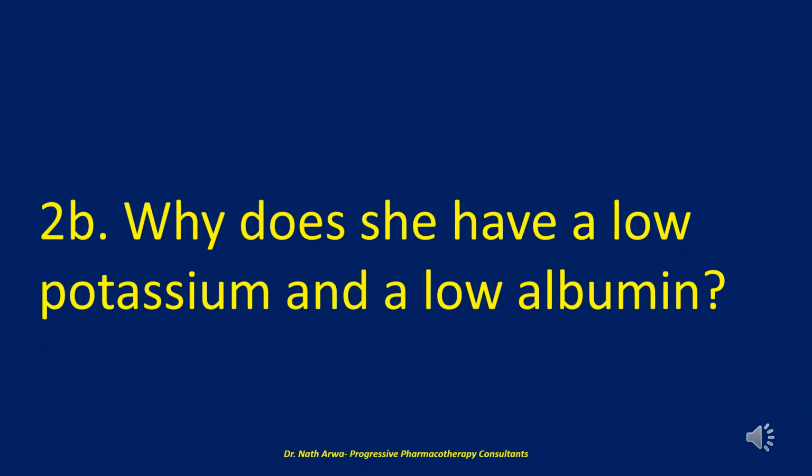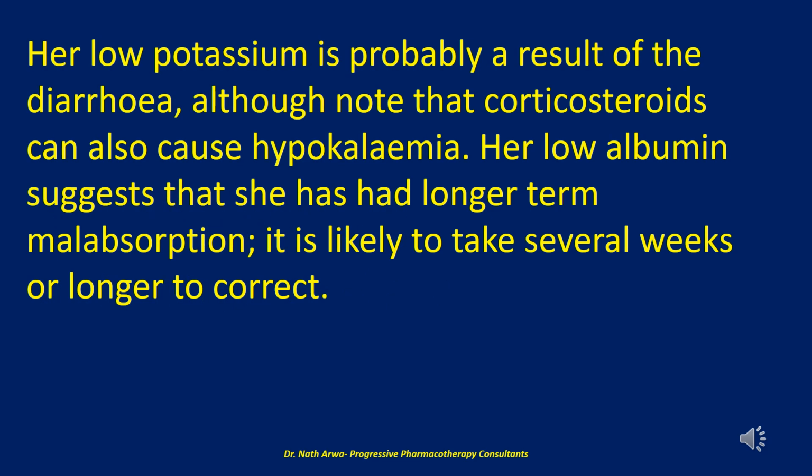Question 2b reads, why does she have a low potassium and a low albumin? Her low potassium is probably a result of the diarrhea, although note that corticosteroids can also cause hypokalemia. Her low albumin suggests that she has had longer-term malabsorption. It is likely to take several weeks or longer to correct.